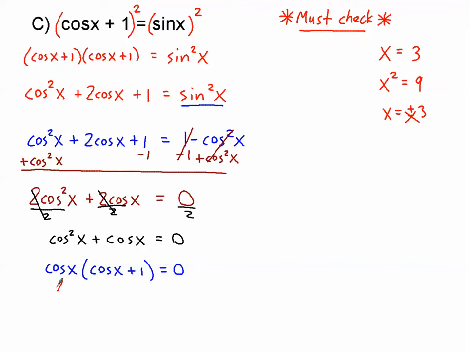Setting each factor equal to 0, I've got that the cosine could be equal to 0, and I've got that the cosine could be equal to 1. Excuse me, negative 1. I'm going to subtract the 1. Negative 1. Now, when is this going to happen? Well, let's go off here and draw our unit circle.